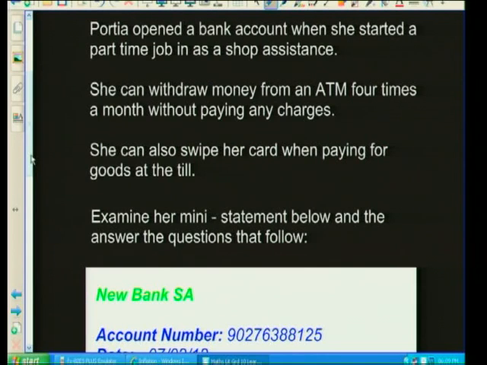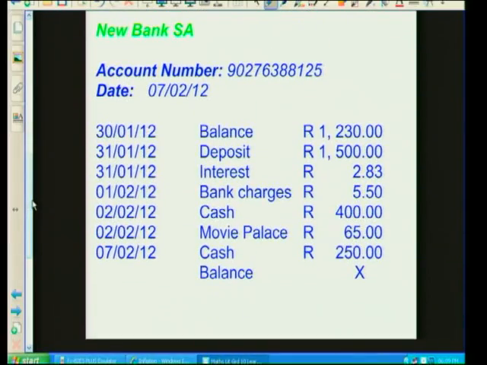Okay, let's move on. Now, let's have a look at an example here. We're going to look at a question. Portia opened a bank account when she started a part-time job as a shop assistant. She can withdraw money from an ATM 4 times a month without paying any charges. She can also swipe her card when paying for goodies at the till. Examine her mini statement below and answer the questions that follow. Okay, so here is her little mini statement.